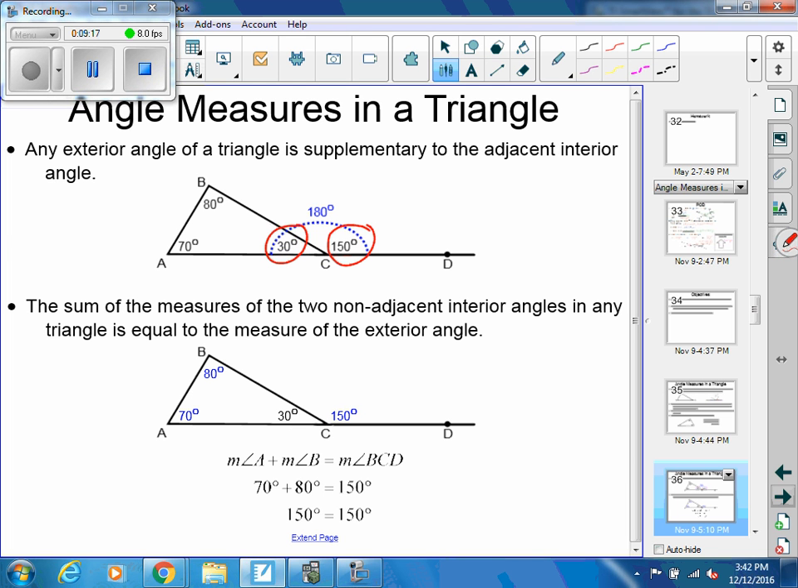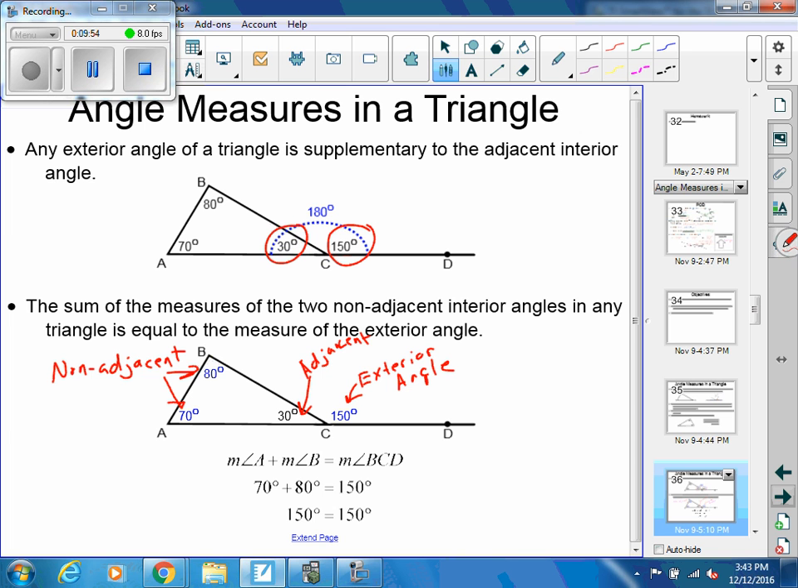So the non-adjacent angles, remember adjacent angles are next to each other. So this is my exterior angle right here. The 30-degree angle would be adjacent to it. So this one would be adjacent. These 2 over here in the blue would be non-adjacent because they are not next to the exterior angle.